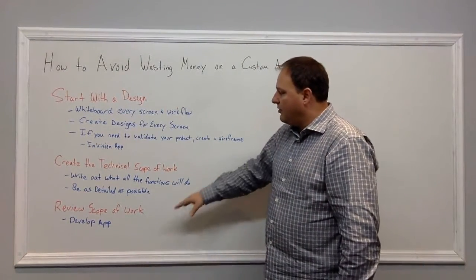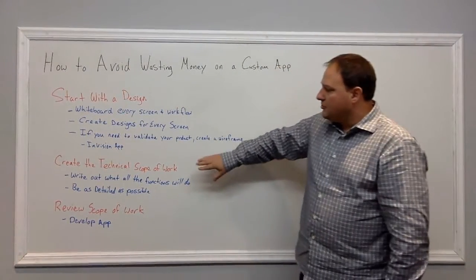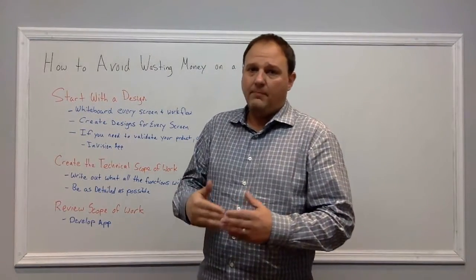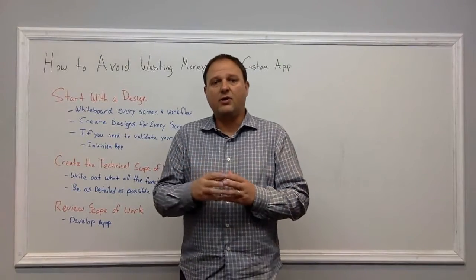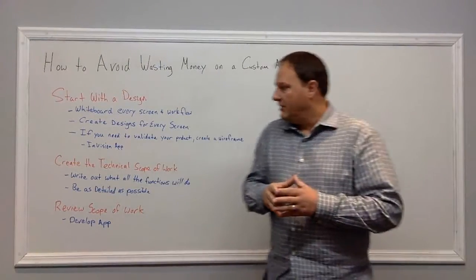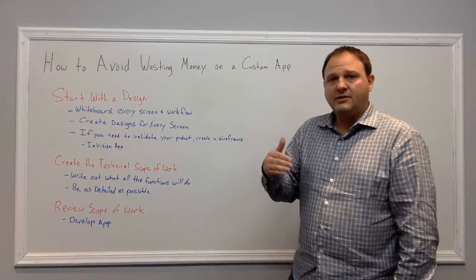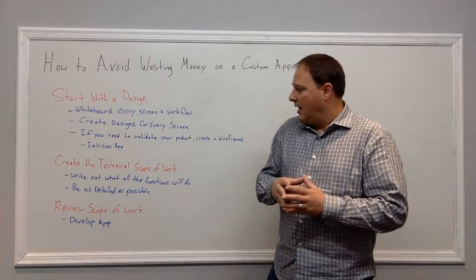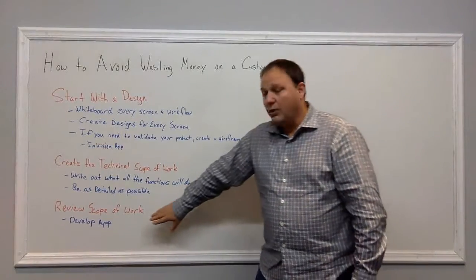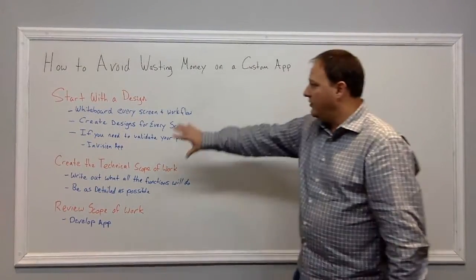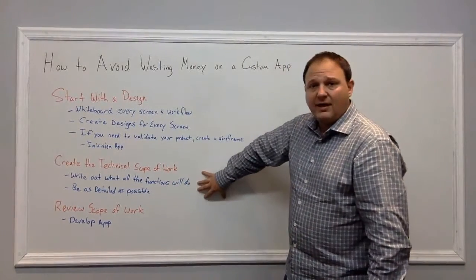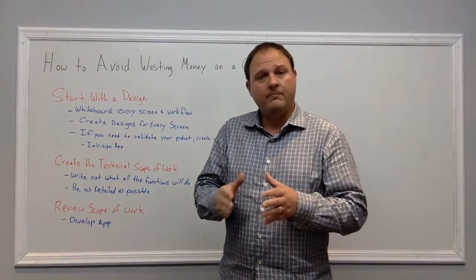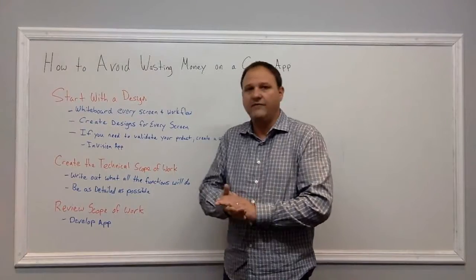Then, before you start the development, make sure you create the technical scope of work. This is all the technical writing, and you need to go into great detail here. This is where you write out all the functionality of the system, what everything will do. Once you have that, review the scope of work. Review all your designs, review the technical write-up, and make sure this is exactly what you want. If so, that's where you start the development.